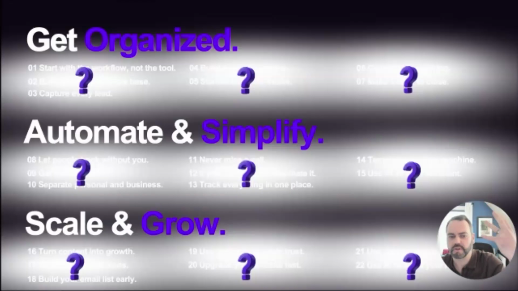This is all going to be broken up into 3 different phases. Okay. So there's going to be 22 tech tips, but 3 different phases. The first one is to get organized. The second phase is to automate and simplify. And then you're going to scale and then you're going to grow. Okay. Are we ready to get started?